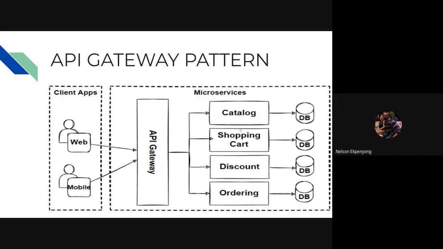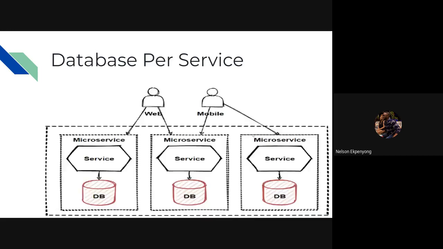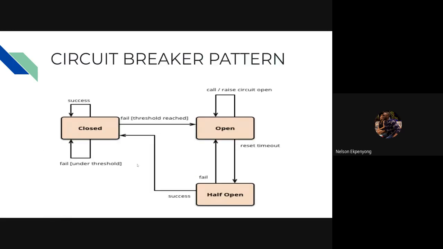The API gateway is the service that sits between our requests and our services, right? Database per service, we have talked about this before. Each service will have its own database. The circuit breaker pattern is a pattern that can allow or stop requests depending on the state of that service. So if that service is down, it will open the circuit and then continue retrying. Once that service comes back up, it will close it, right? It closes on success and opens on failure.